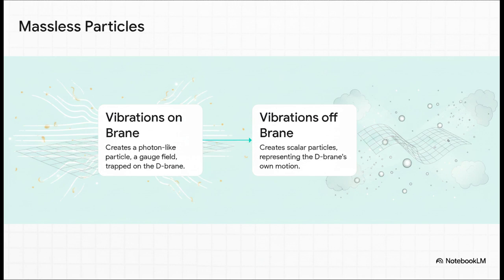First, if the string vibrates parallel to the brane it's attached to, it creates a particle that looks and acts exactly like a photon, the particle of light. It's a gauge field, but here's the catch. It's trapped on the D-brane. Second, if the string vibrates perpendicular to the brane, it creates particles that represent the motion of the D-brane itself, as it wiggles around in the other dimensions. The string's song is literally describing the physics of the brane it's attached to.